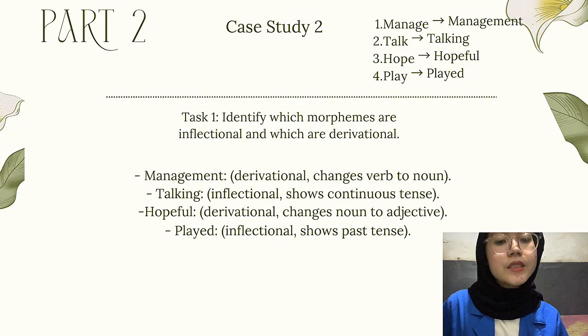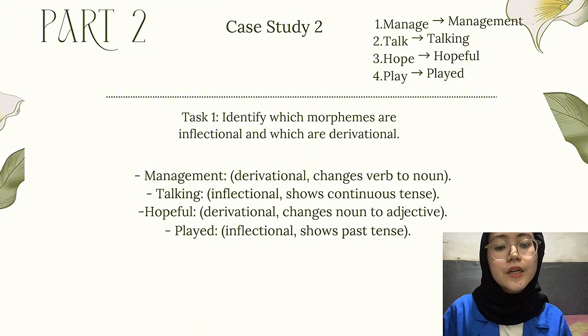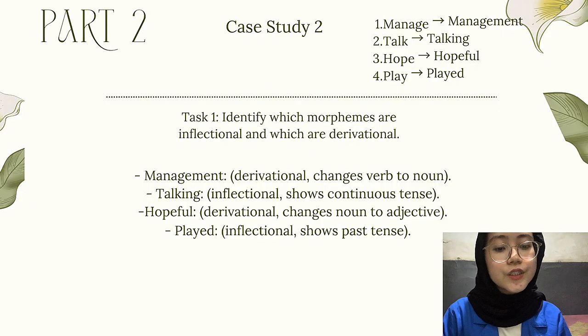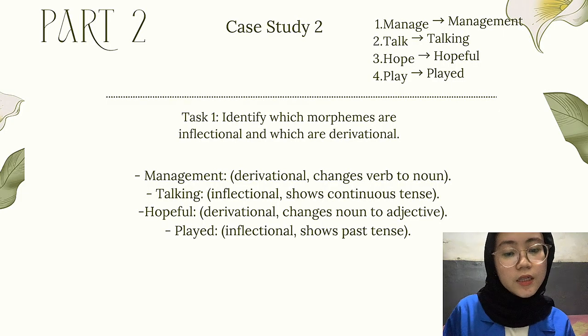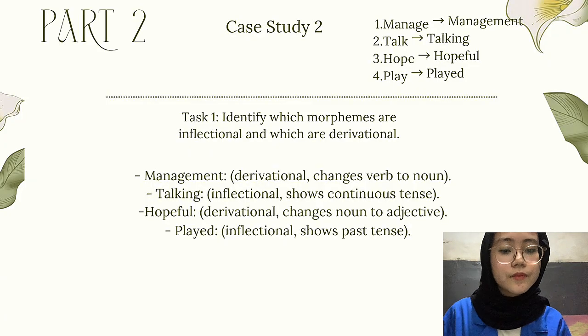So management is derivational because it changes verb to noun, and talking is inflectional because it shows continuous tense. And hopeful is derivational because it changes noun to adjective, and played is inflectional because it shows the past tense. So in short, derivational morphemes create new words or meanings, while inflectional morphemes only change the grammatical information.